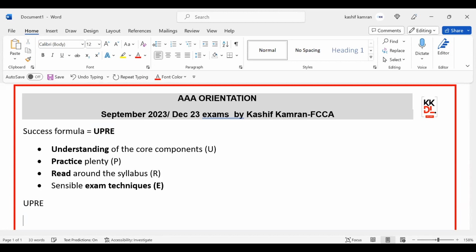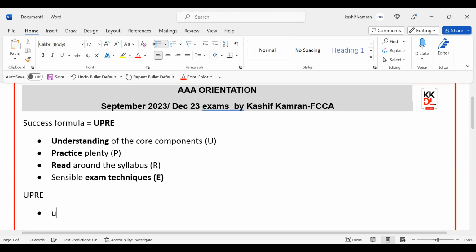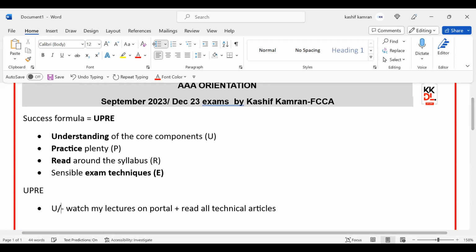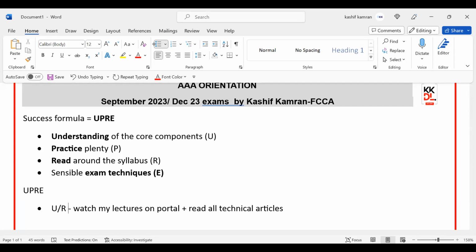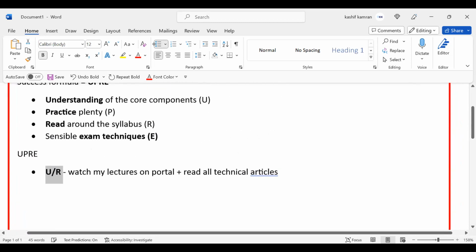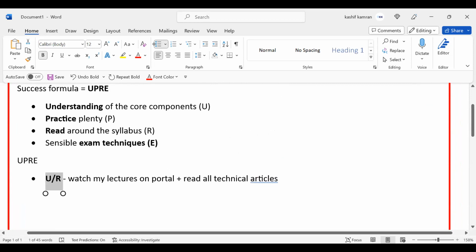UPRE, number one, understanding, right? In terms of understanding, you have my syllabus. You need to watch my lectures on the portal, plus read all the technical articles. The moment you watch my lectures and read all the technical articles, you're not just getting the U, you're also getting the R. So U and R come out of my lectures on the portal and then reading all the technical articles, right? So that is plenty of U and R for you.